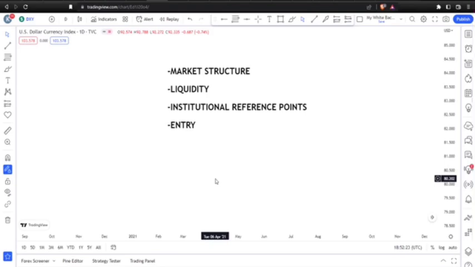Now look at it. The first thing is understanding market structure, where you discuss price delivery algorithm, and then the second thing is to understand liquidity. The third thing is to understand institutional reference point, and then you talk about entry.